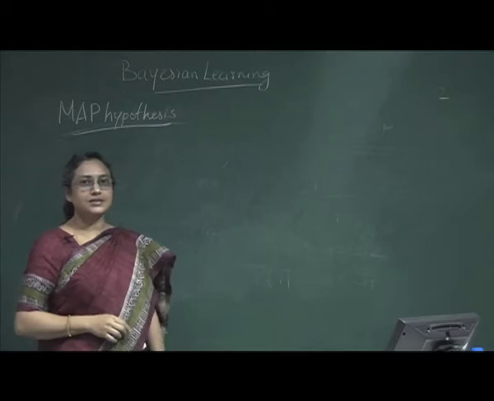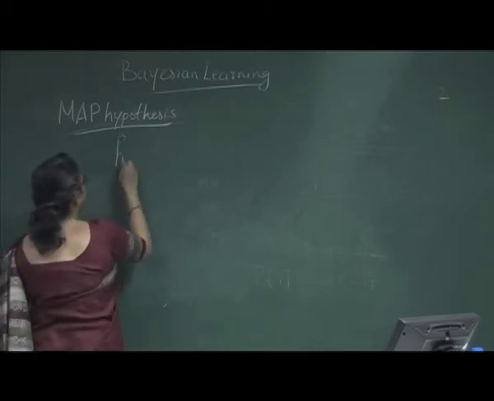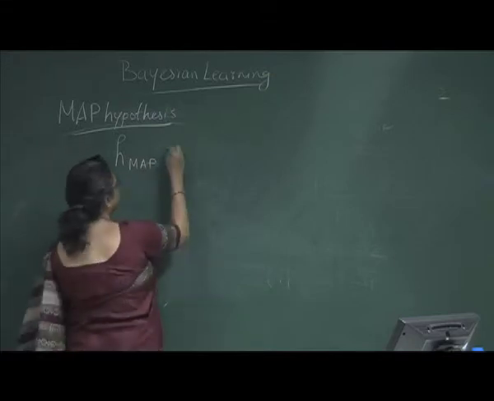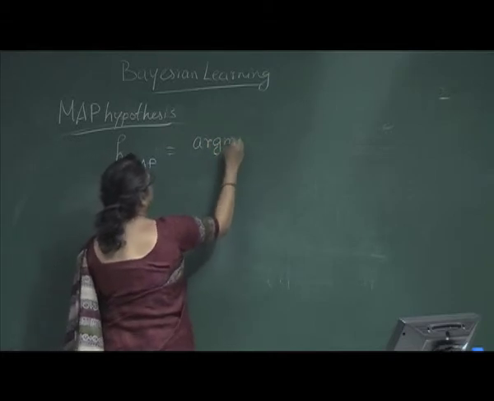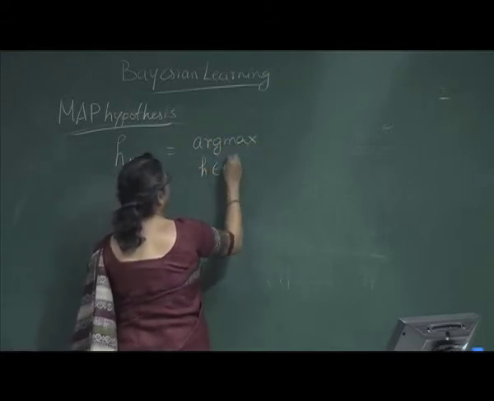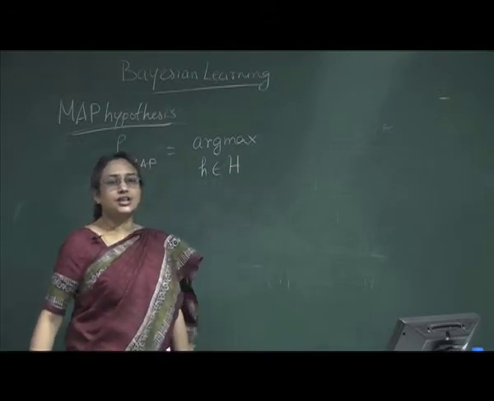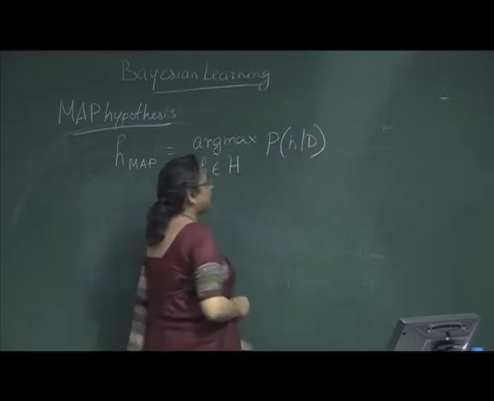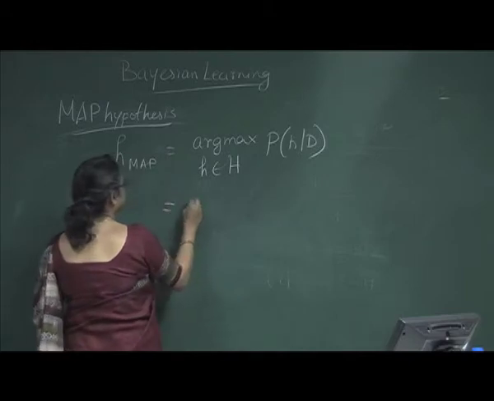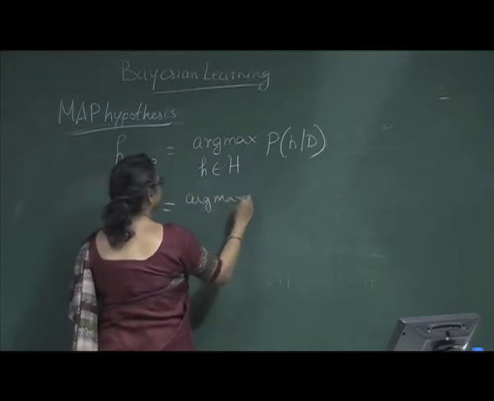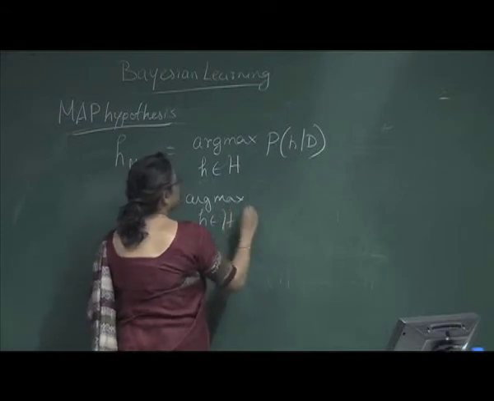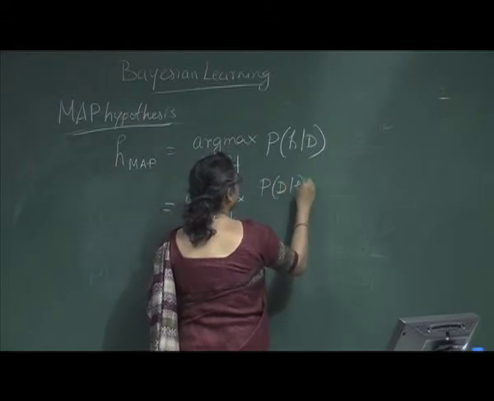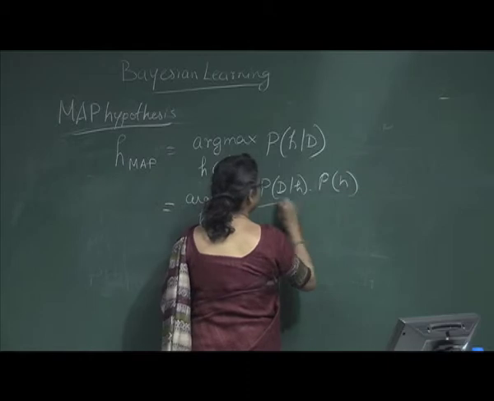So, the MAP hypothesis is given by that value of h for which probability of H given data is maximized. Now, by Bayes' theorem, this is the same as that hypothesis, we just expand this by Bayes' theorem. We get probability D given H times probability H divided by P(D).